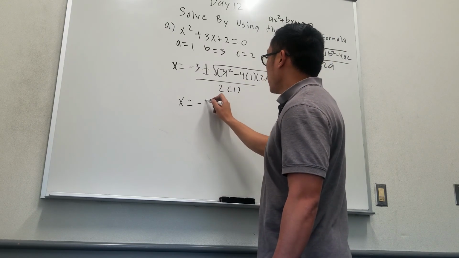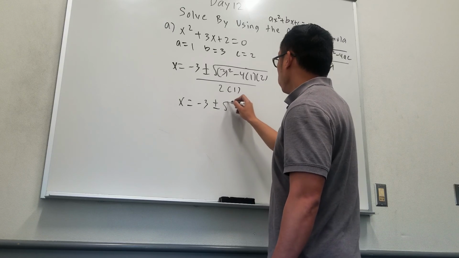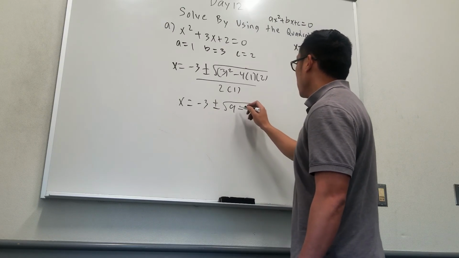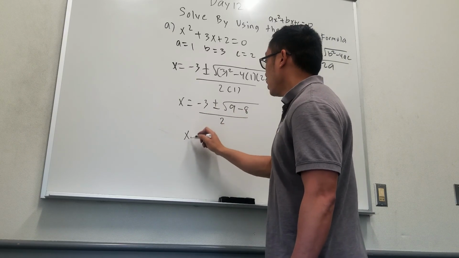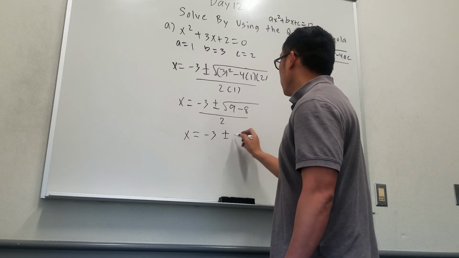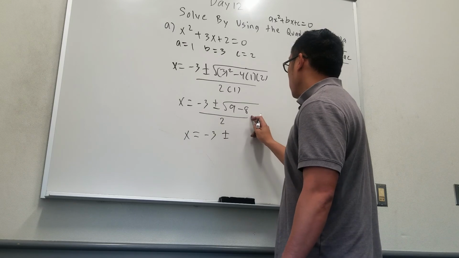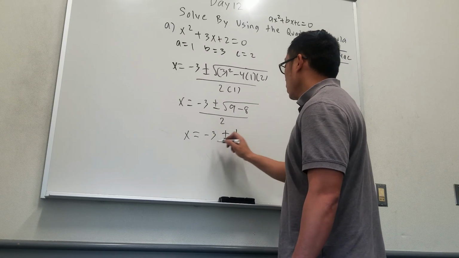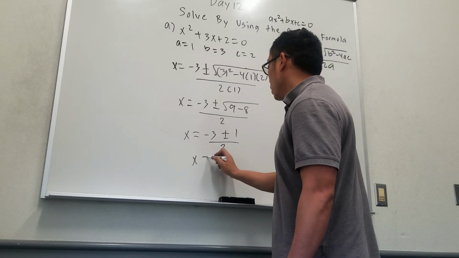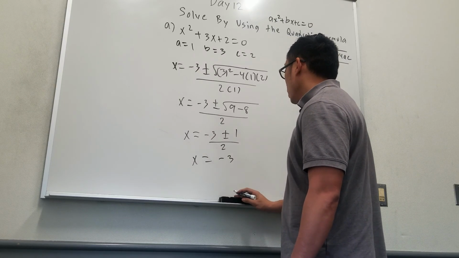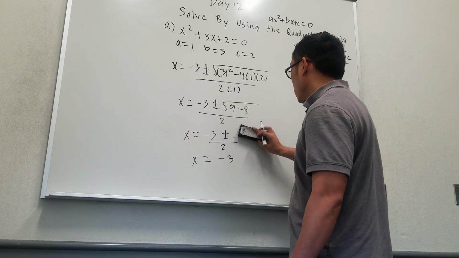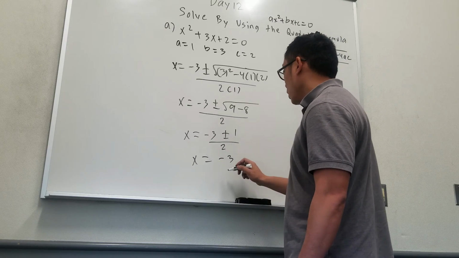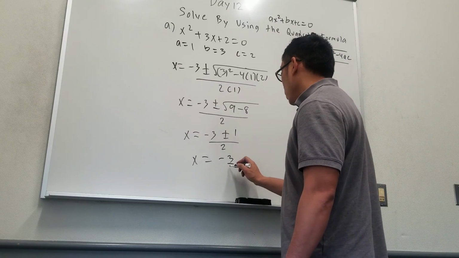Now we simplify: negative 3 plus or minus the square root of 9 minus 8, since 4 times 2 is 8, all over 2. Then x is equal to negative 3 plus or minus the square root of 1, since 9 minus 8 is 1. The square root of 1 is 1, so this is over 2. And then you have negative 3 over 2.